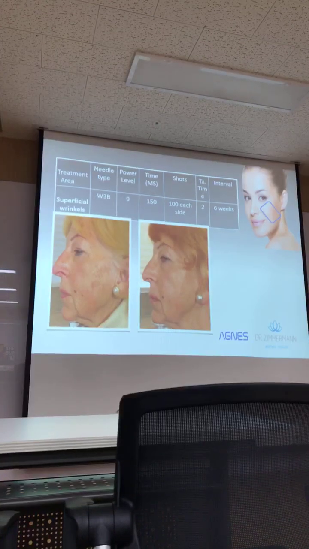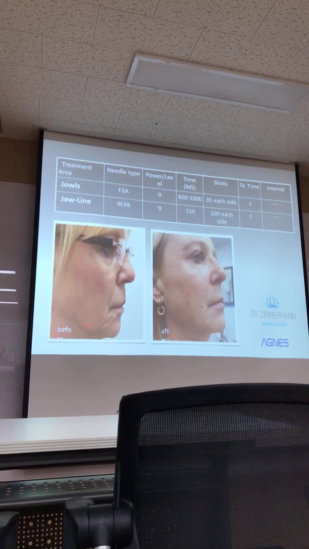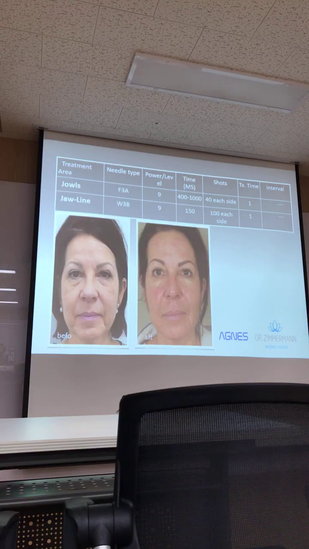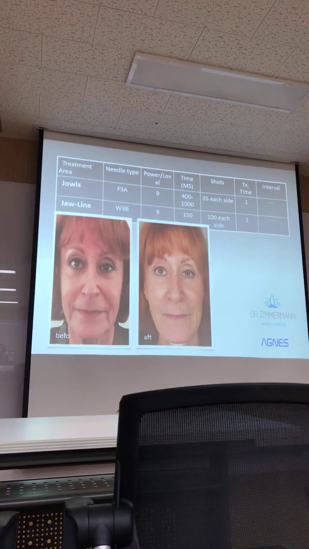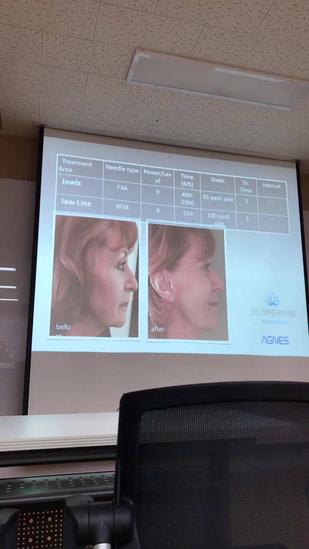So she's a German case. You can see her wrinkle lines on the cheek are very much improved. She's the same German case. She has a jawline as well here. So he treated wrinkles here with the W3B needle and fat collection melted down by the F needle. And this is before and after. Before and after. Before and after. So you can see the result.